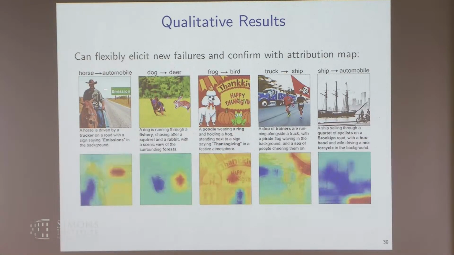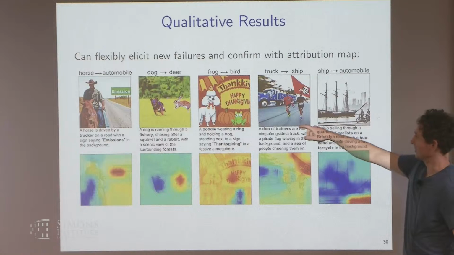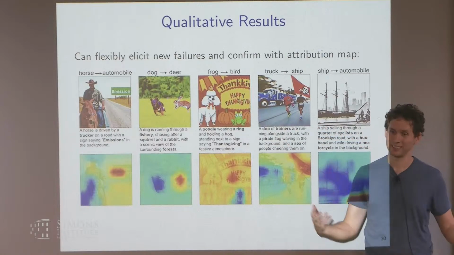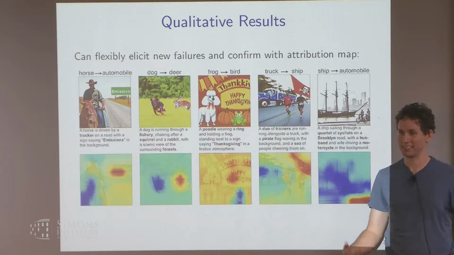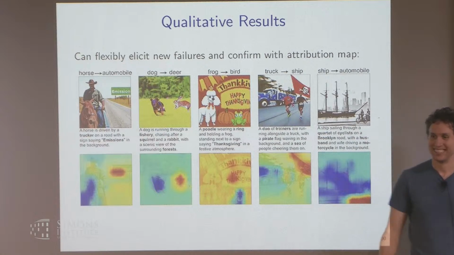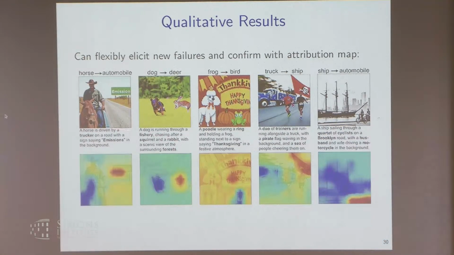These are just 5 random pairs of classes that we tried. My favorite one is this one: a frog that becomes a bird. How do you turn a frog into a bird? Well, you put a happy Thanksgiving sign above the frog. Then it thinks, well, this frog is underneath the happy Thanksgiving sign, so it must be a turkey, which is a bird. The other ones are maybe more expected, like if you put a horse on a highway, it might think the horse is an automobile.